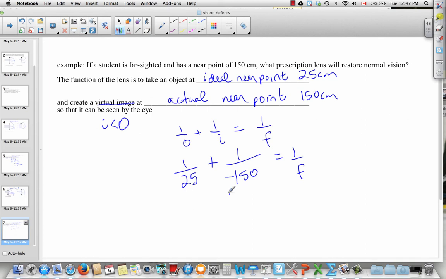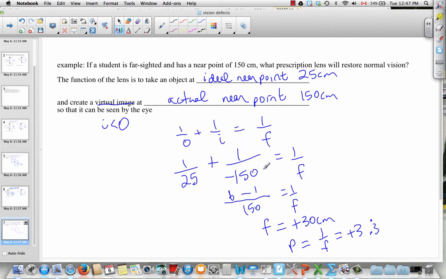So solving over a common denominator of 150, that's 6 minus 1 over 150 is reciprocal focal length. So that's 5 over 150. That's 150 over 5. That's 30. Positive 30 centimeters for the focal length. The prescription is the reciprocal focal length. That's 0.3 meters. So 1 over 0.3 is 3.3 plus for your prescription for this farsighted student.